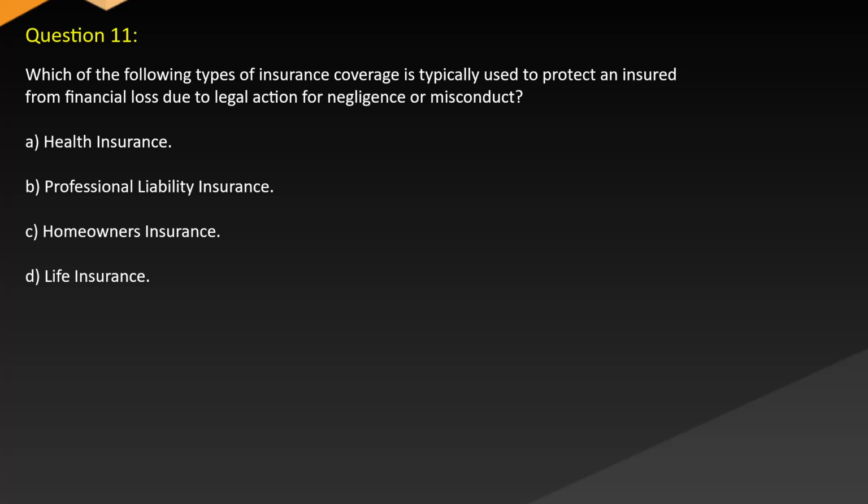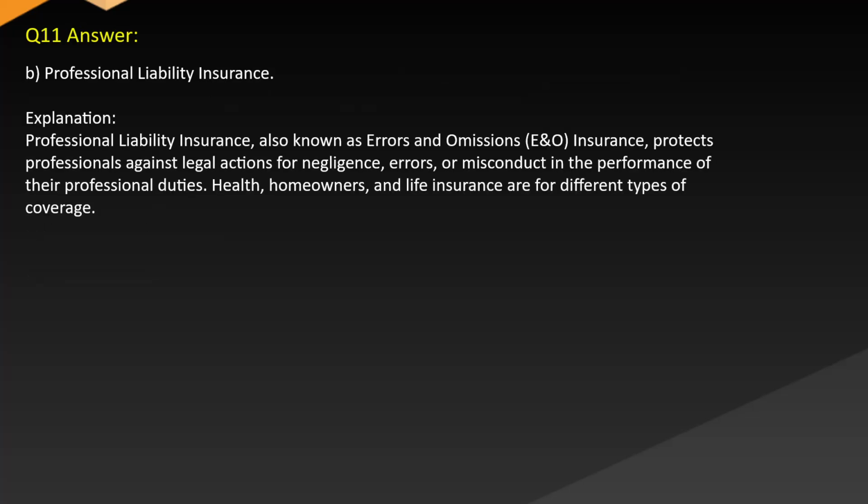Question 11. Which of the following types of insurance coverage is typically used to protect an insured from financial loss due to legal action for negligence or misconduct? A. Health insurance. B. Professional liability insurance. C. Homeowners insurance. D. Life insurance. Answer: B. Professional liability insurance. Explanation: professional liability insurance, also known as errors and omissions (E&O) insurance, protects professionals against legal actions for negligence, errors, or misconduct in the performance of their professional duties. Health, homeowners, and life insurance are for different types of coverage.